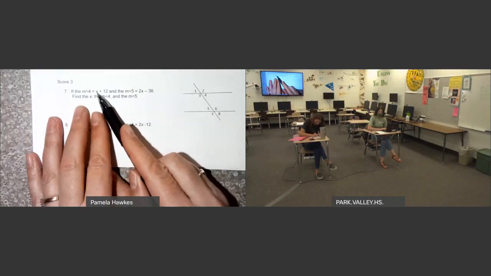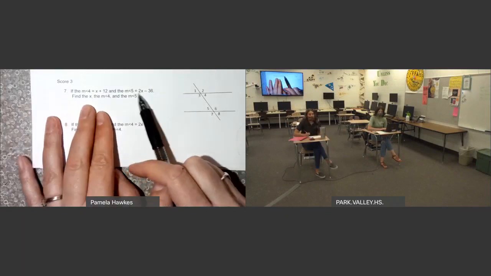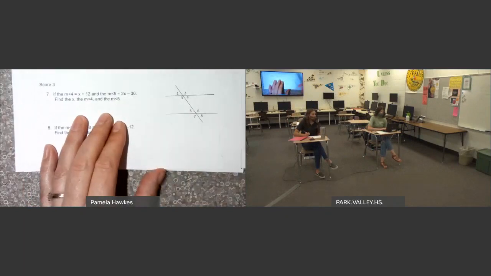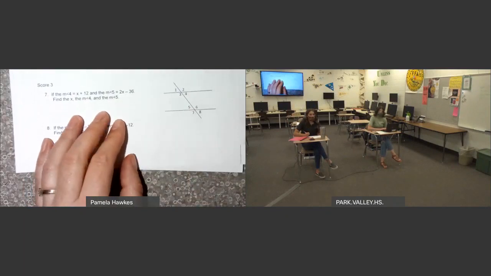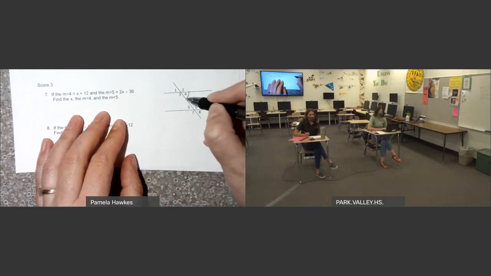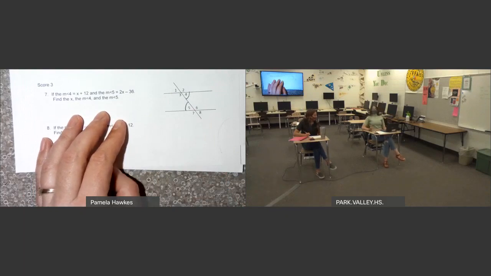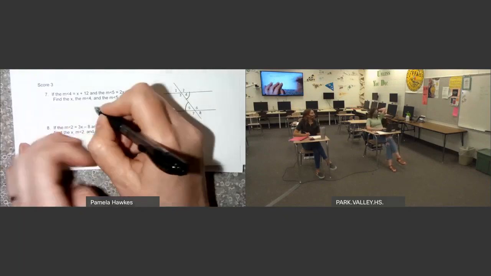Angle 4 is x plus 12. Angle 5 is 2x minus 36. What do you know about 4 and 5? Here's 4. They're what? So what does that mean? They are the same. They're congruent. Good. So how do I set it up? Equals.